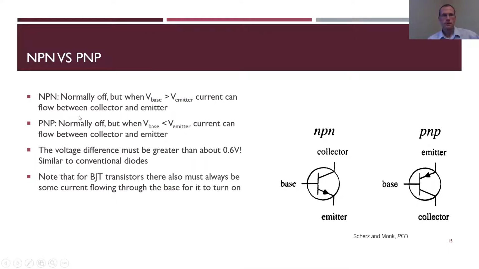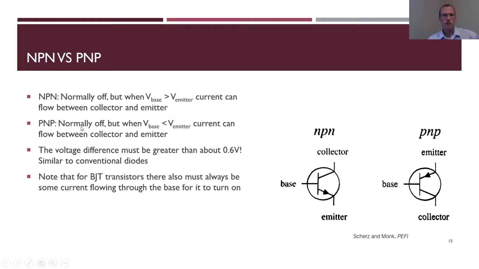So again, PNP is very similar to NPN, but kind of opposite. NPN is normally off, like we just saw, but if I have a base voltage bigger than an emitter voltage, and bigger by about 0.6 volts, the same turn-on voltage, I need that V base to be roughly that much bigger than my V emitter. That's going to make current flow between the collector and the emitter.